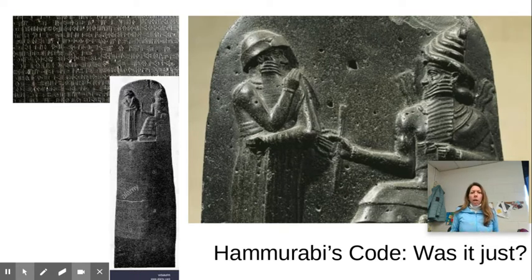I bet you're wondering, Hammurabi's code, was it just? In other words, was Hammurabi's code fair? I bet you've been pondering that and kind of thinking about it. It certainly is fun to think about for ancient times, but what about even for our modern times? Do you think that would be a good idea?